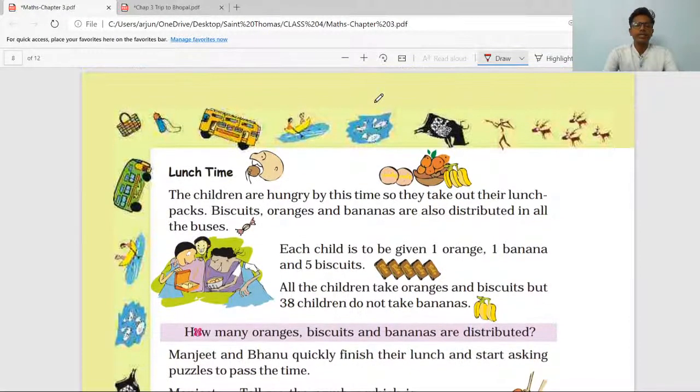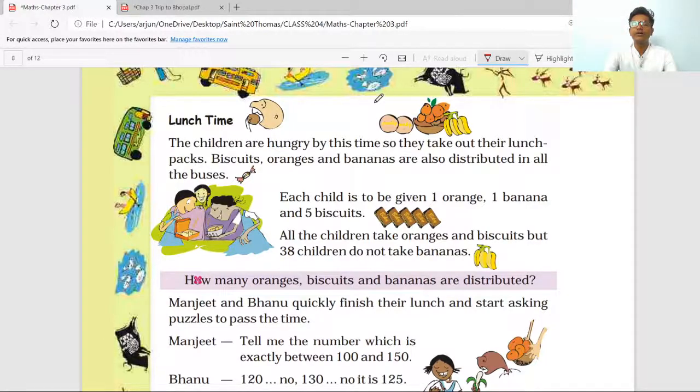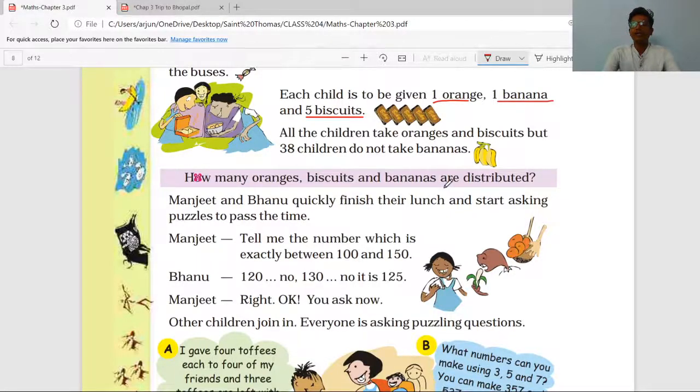Moving further, lunch time. The children are hungry by this time, so they take out their lunch packs. Biscuits, oranges and bananas are distributed in all the buses. Each child is to be given one orange, one banana and 5 biscuits. All the children take oranges and biscuits, but 38 children do not take bananas. How many oranges, biscuits and bananas are distributed?